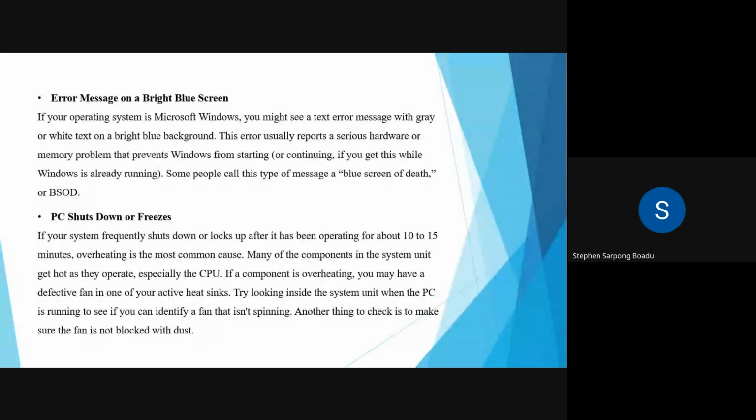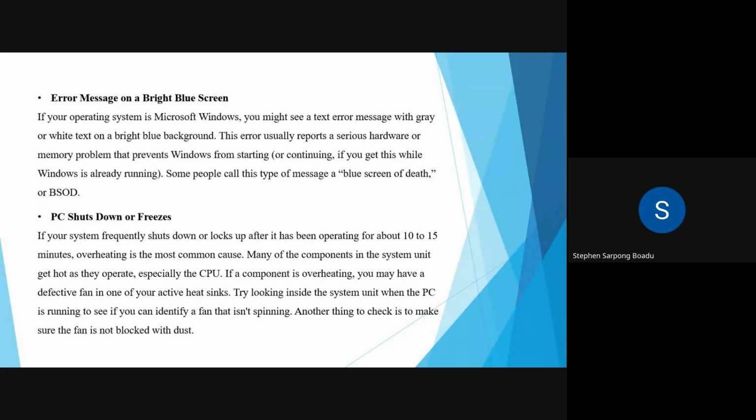Let's see how to diagnose this problem. To see if a component is overheating, you may have a defective fan in one of your active heat sinks. Try looking inside the system unit when the PC is running to see if you can identify a fan that isn't spinning. So if your PC is freezing, you check if some of your fans are not spinning, or sometimes there is excess dirt blocking the fans, or there is no ventilation going on there. That is why it's freezing and causing your PC to shut down.